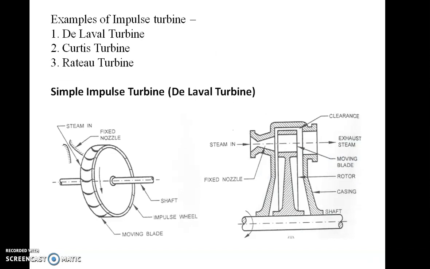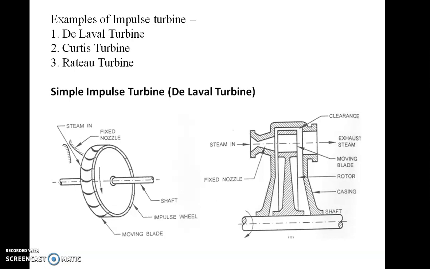Now, like in hydraulic turbines, there was the Pelton turbine, which was a famous impulse turbine. Here also we are going to see the impulse type of turbine. There are different types: De Laval turbine, Curtis turbine, Rateau turbine. Now step by step we'll see what we mean by this impulse turbine, and what the stages achieved across these turbines are.